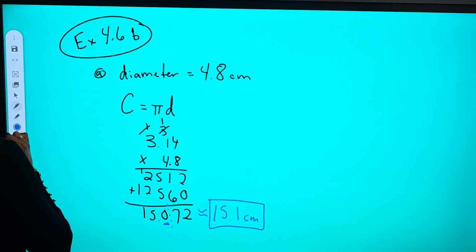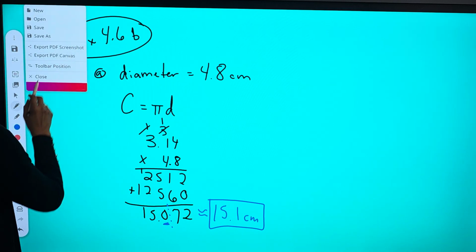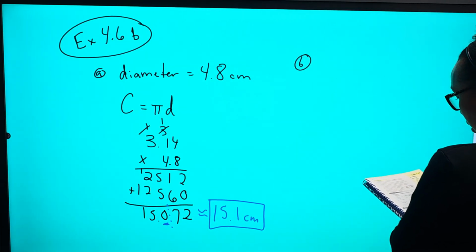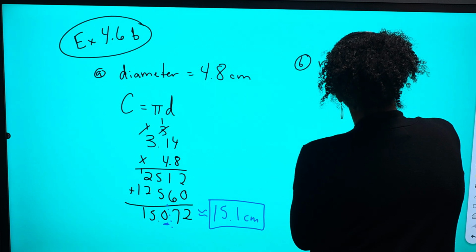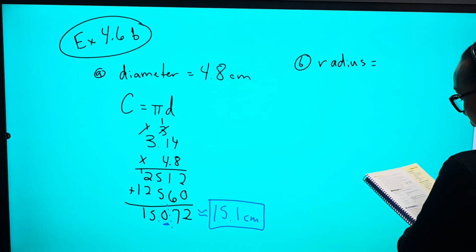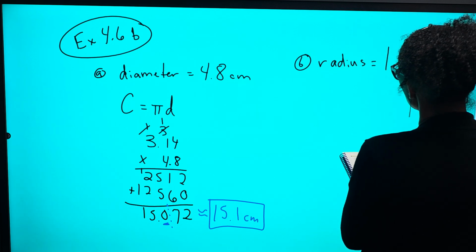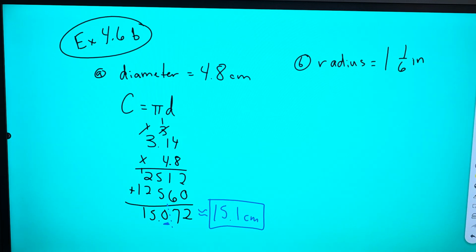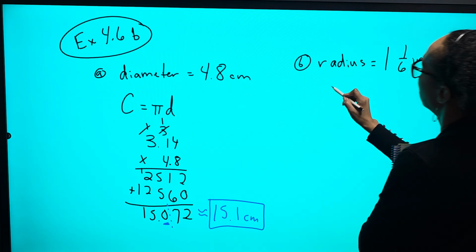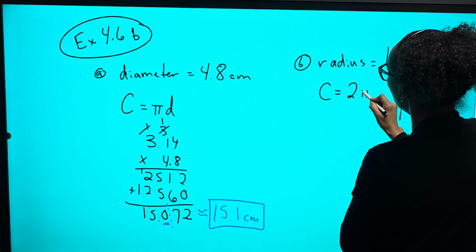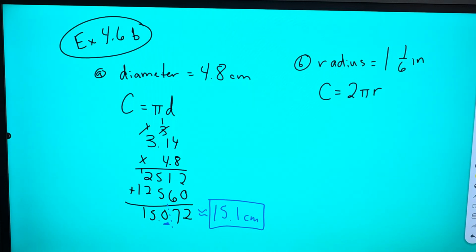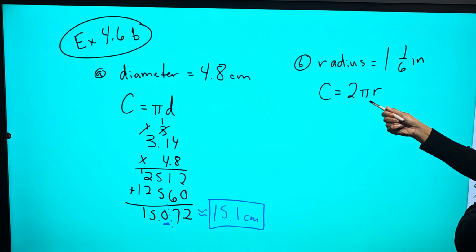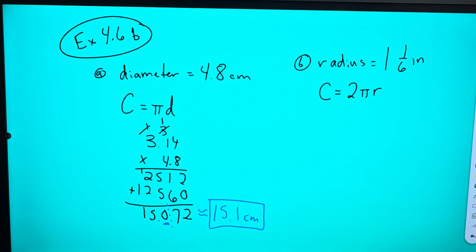All right. Letter B, a little bit different. Letter B gives us a radius. So we already know we're going to use the radius formula, but then it throws us an extra little curve because it gives us our value with a fraction, okay? So circumference is going to be 2 times pi times the radius, but instead of using 3.14, it's going to be more convenient for us to use the fraction value for pi, that 22/7.